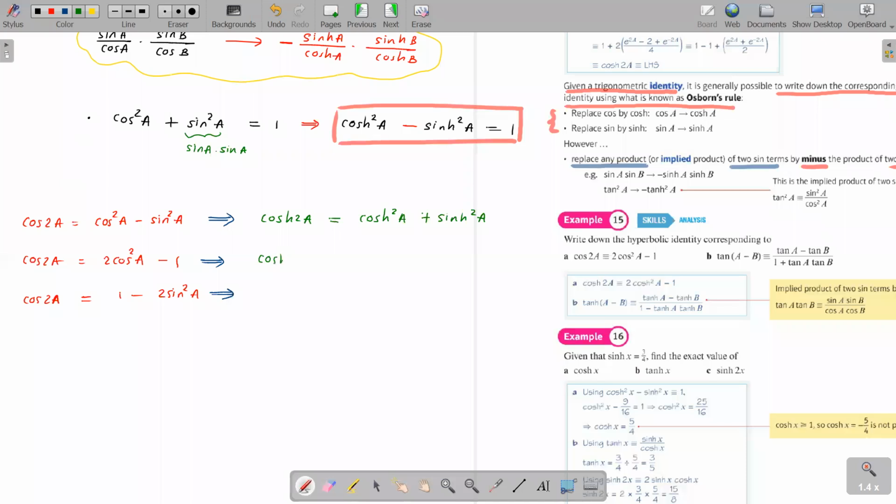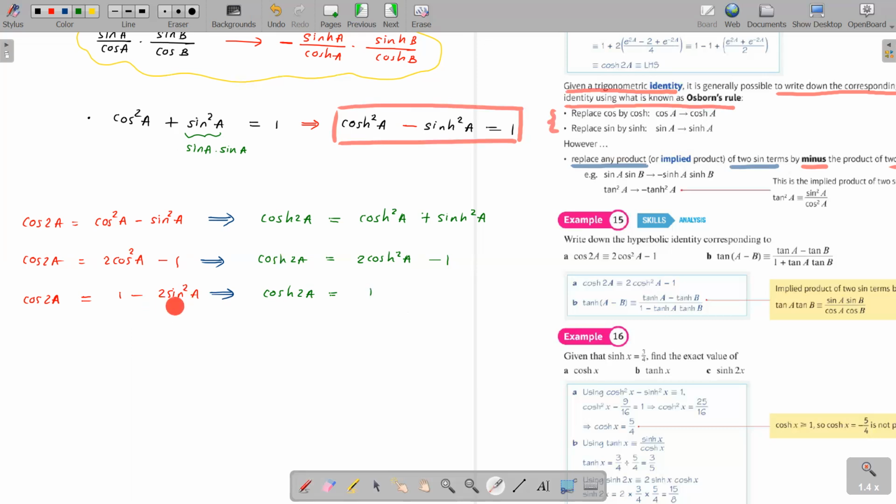The second equation for cos 2A: you can see here you have 2 cos squared A, a product of cos, but you don't have any issues with that. So it's going to be 2 cosh squared A minus 1. There's not much of a difference here, it's almost the same, because in this equation there was no product of sine. The last one, cos 2A, is the one you wrote down, 1 minus 2 sine squared.